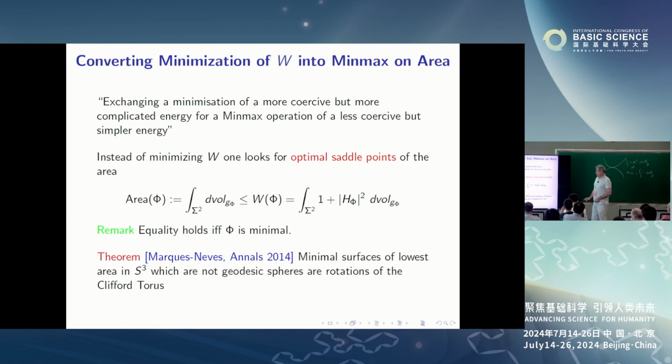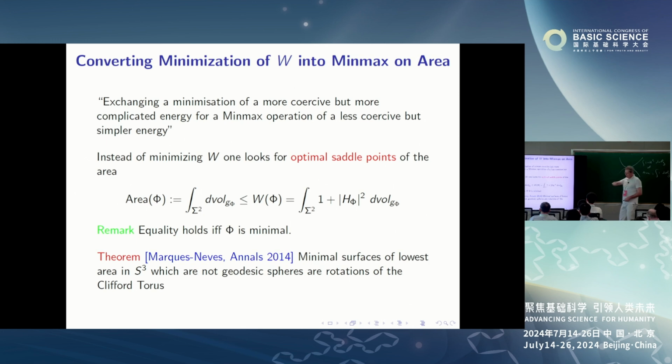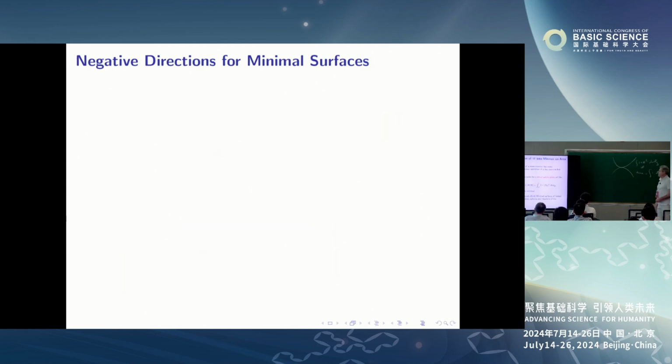So in fact, Marques and Neves, one of the main results of their paper is about minimal surfaces and not about Willmore. I mean, it is about Willmore. So what they prove is that the minimal surface of lowest area in S3, which is not a geodesic sphere, as I was describing, this intersection of a hyperplane going through the origin with S3, are rotations of the Clifford torus. So let's go a bit into their proof to understand how you can exchange minimization into min-max.